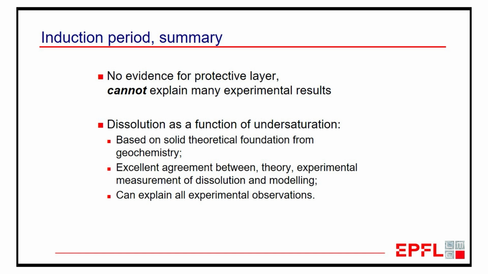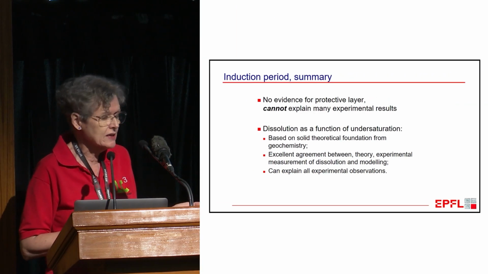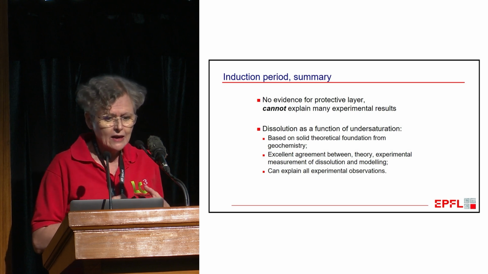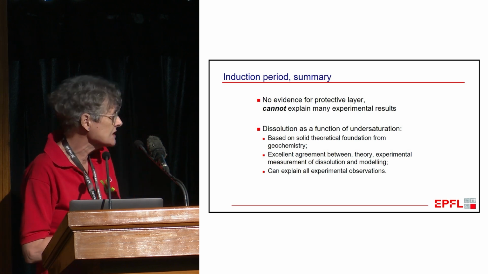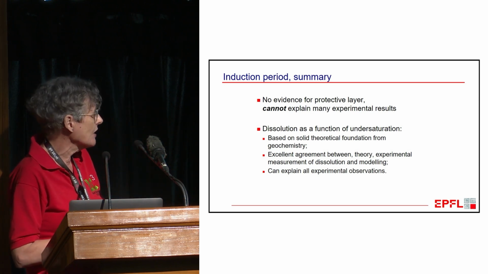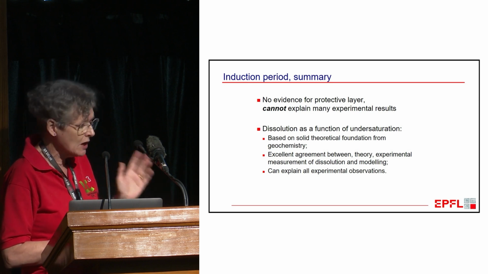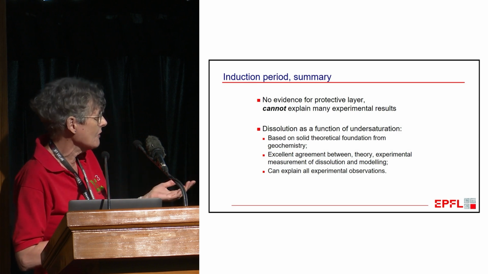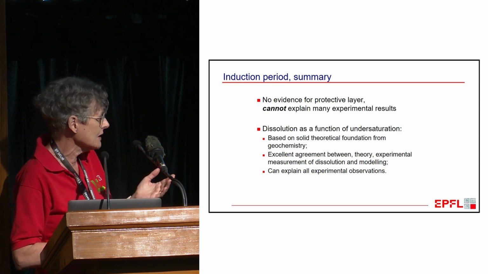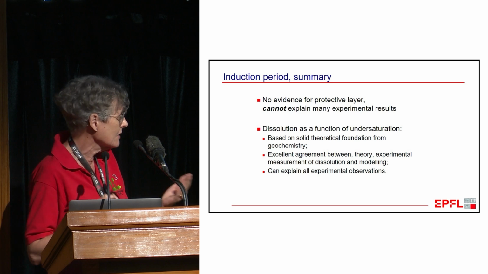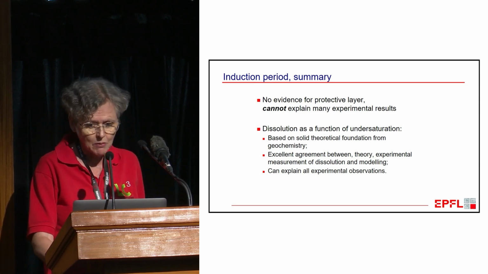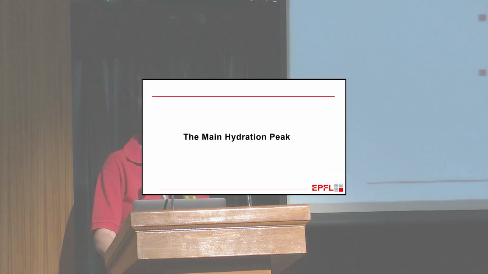We really realize that this protective layer idea, even though you still read it in most textbooks, is really wrong and it cannot explain many results. And instead we have this very coherent theory coming from geochemistry, which really has a sound theoretical basis. We get an excellent agreement between theory, experiment, and modeling, and we can explain all the experimental observations.